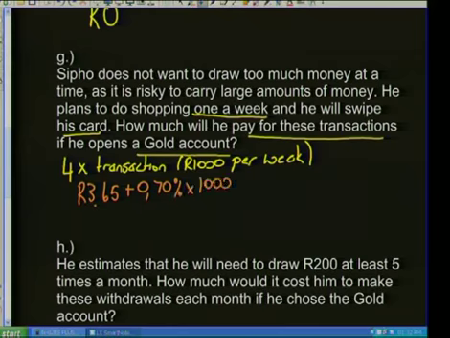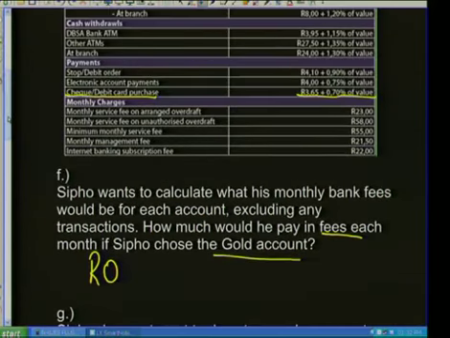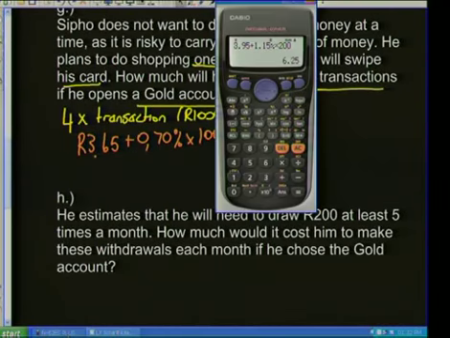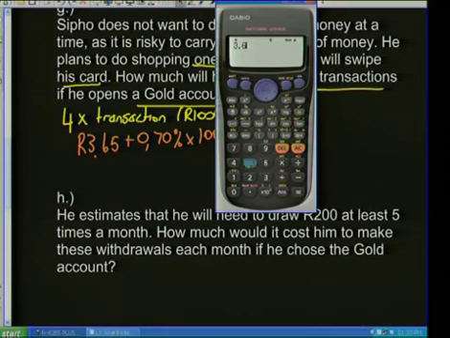And I'm going to make that 1,000 Rand. I just want to double check that I had the right number. Perfect. Now let's work that out for each one. So on my calculator again, remember your BODMAS, so it's important. So we got 3.65 plus 0.70%. That's not a percent.